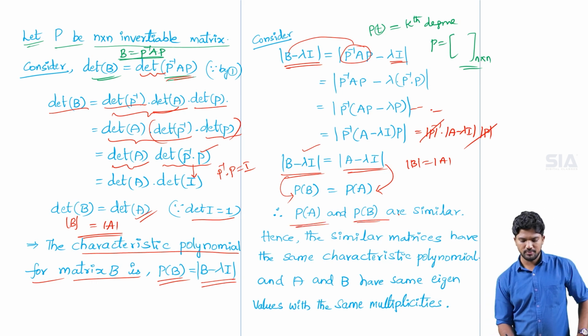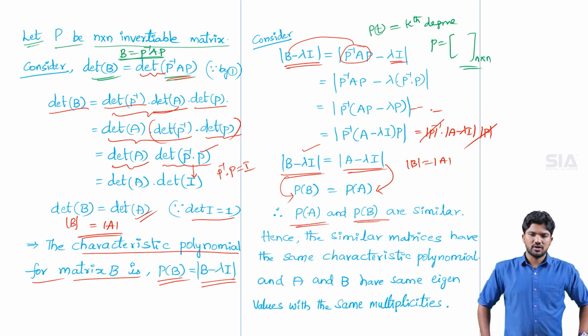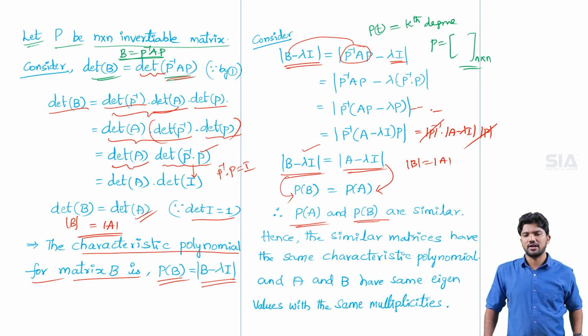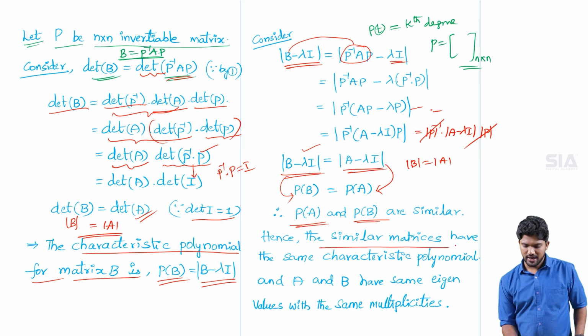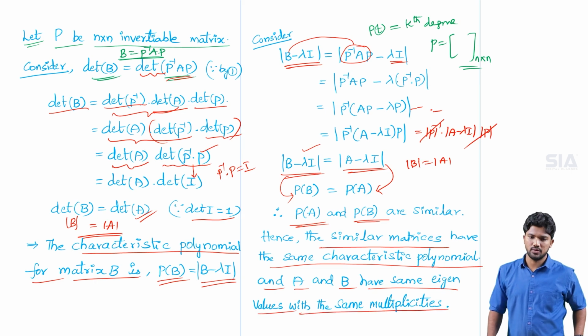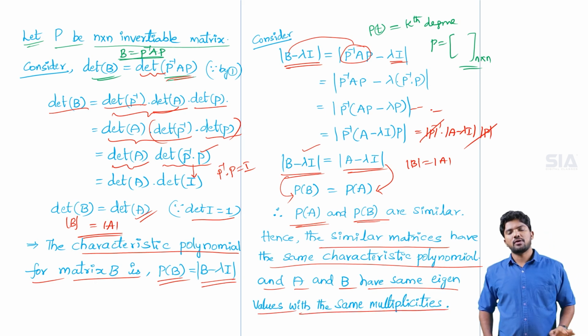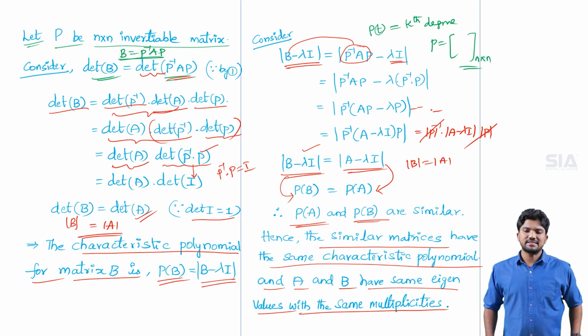So therefore P of A and P of B are similar. Okay, so therefore they have the same characteristic polynomial. So then we can say that P of A and P of B are similar. Hence, similar matrices have the same characteristic polynomial, and A and B have the same eigenvalues with the same multiplicities. Okay. So whenever characteristic polynomials are equal, then the same eigenvalues will exist with the same multiplicities.